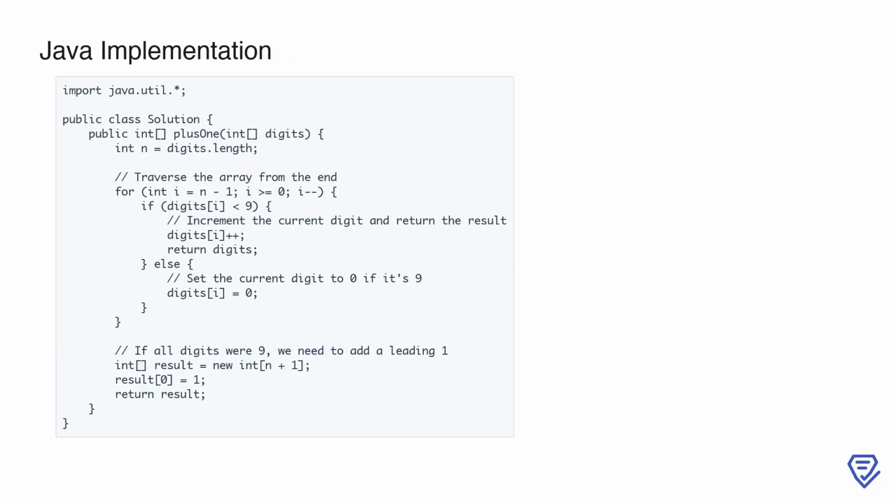This is the Java implementation for LeetCode problem number 66, Plus One. The logic mirrors the Python implementation, traversing the array from the end and incrementing the first non-9 digit. If all digits are 9, a new array is created with a leading 1. Key differences include using Java's int arrays and explicit array creation for results.